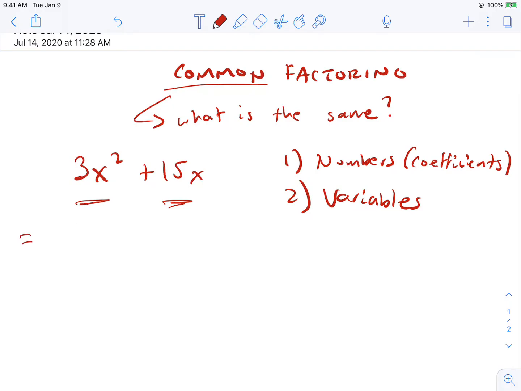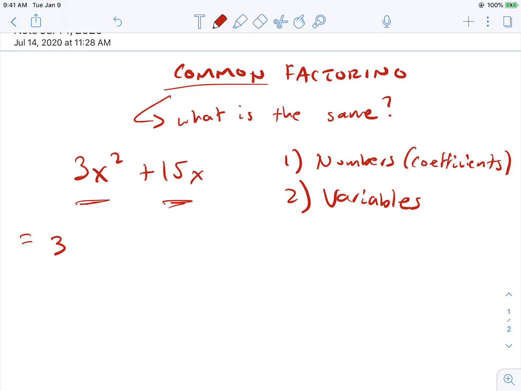3 and 15, is anything the same between them? And when we say same, we mean can the same number be divided evenly into both 3 and 15? And the answer to that for sure is yes. Well, 3 goes in evenly to both the numbers 3 and 15. So what we can do is we can take a 3 out of both 3 and 15. That is going to be our largest common factor.